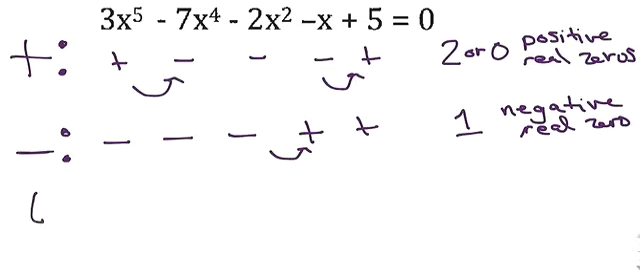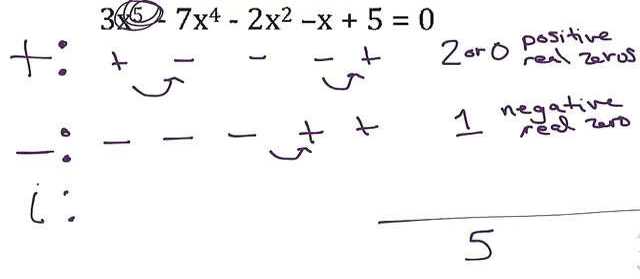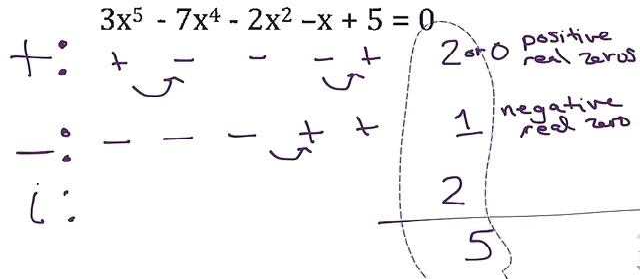Okay, and then we have the imaginaries. According to the fundamental theorem of algebra, the highest exponent here was a 5. That was higher than all the other exponents. So that's how many total answers I could have, completely total distinct zeros. So 2 plus 1 is 3. I would need 2 more to get to 5 total. So again, I was looking for this idea that they had to add up to 5.